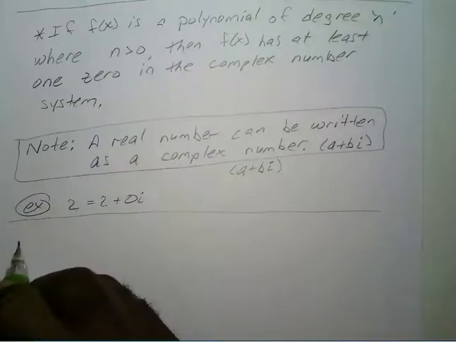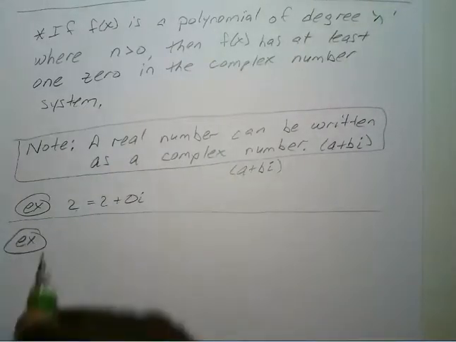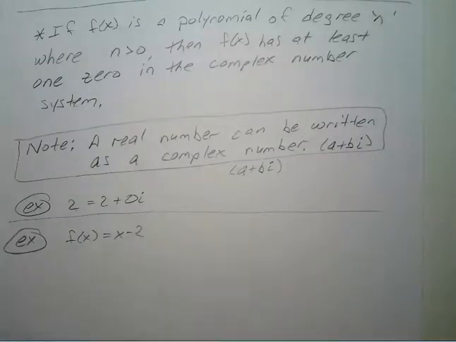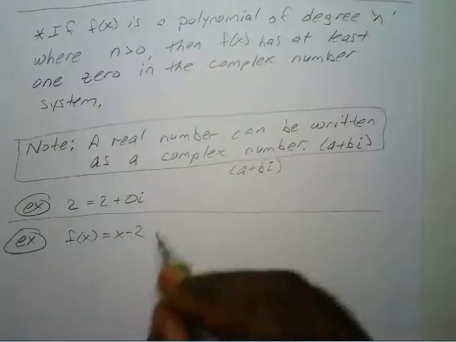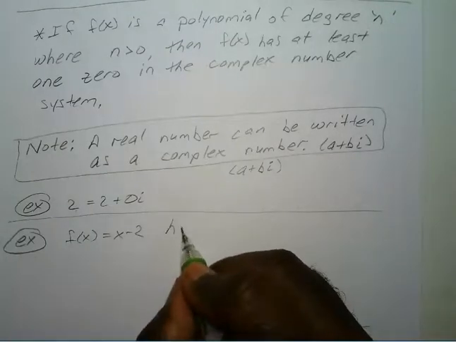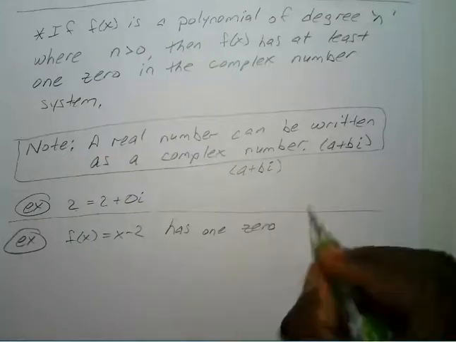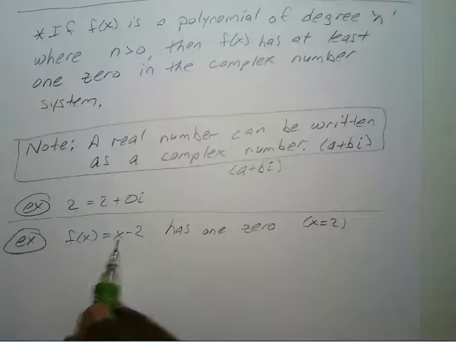So if we were going just by the fundamental theorem, if you have f of x equals x minus 2, we know that's a 1-degree polynomial. So we know that it has 1 zero, and that's x equals 2, because if you plug in 2, you have f of x equals 0.